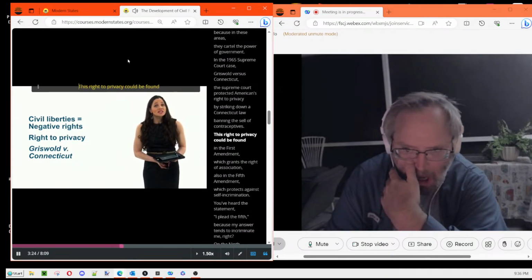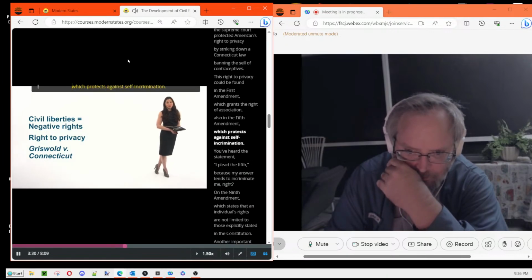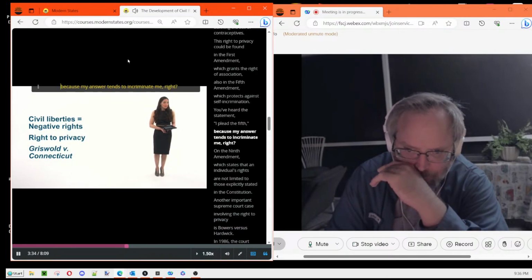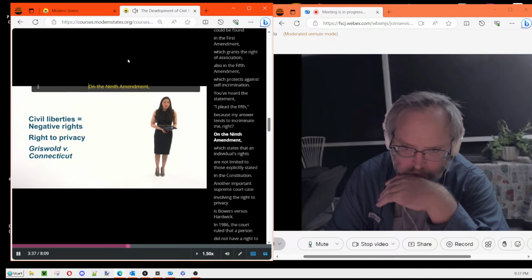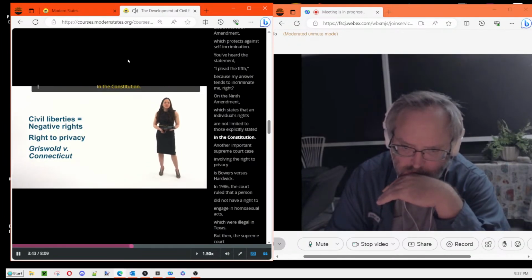This right to privacy could be found in the First Amendment, which grants the right of association, also in the Fifth Amendment, which protects against self-incrimination. You've heard the statement, I plead the Fifth because my answer tends to incriminate me, right? And the Ninth Amendment, which states that an individual's rights are not limited to those explicitly stated in the Constitution.